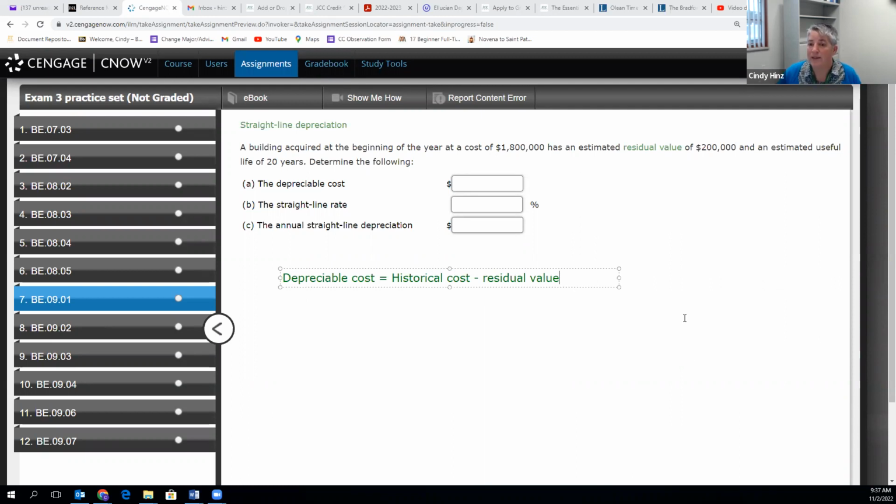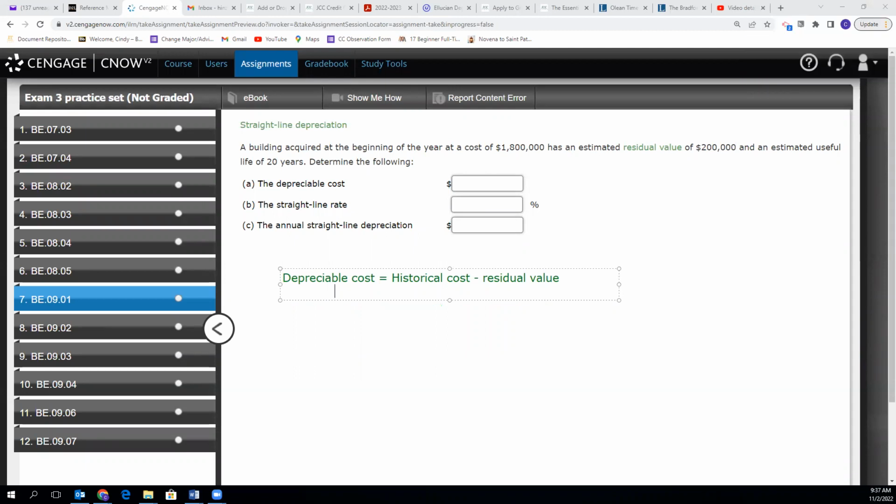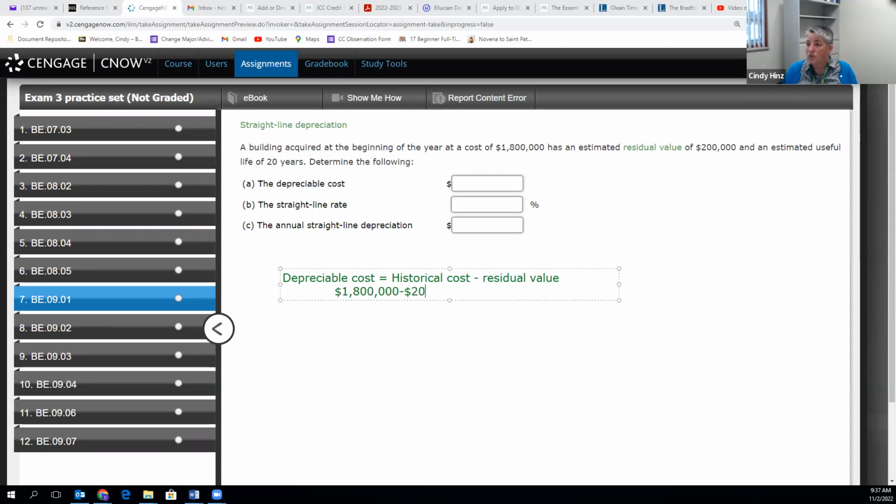And we're looking at the practice set. We're starting with the Chapter 9 exercises, if you just joined us. So for this exercise, then, the depreciable cost would be the 1.8 million that we paid for the asset minus the 200,000 that we're not going to use up. That's how much we think we'll be able to sell or trade in this asset at the end of its useful life. And so the answer to part A then is the depreciable cost, the part we are going to use up or record as expense, is $1.6 million.